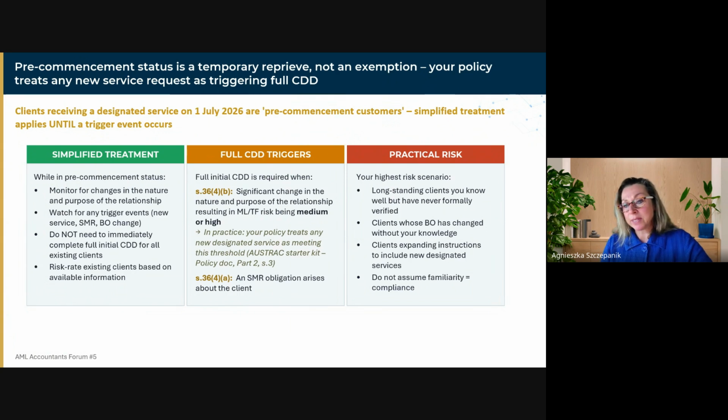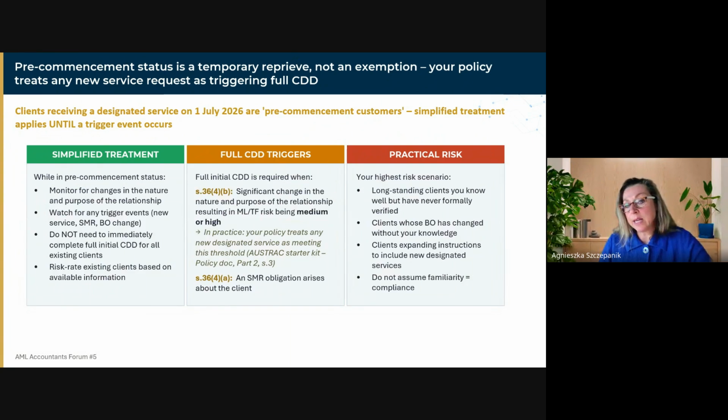Long-standing, so your highest risk scenarios are effectively long-standing clients. You've known them for a long time, but they've never been formally verified, or a part of their structure has been verified, but not all of it. Or you've got business ownership changes that you just weren't aware of. Or obviously there's instructions expanded to update their services to now provide a designated service.